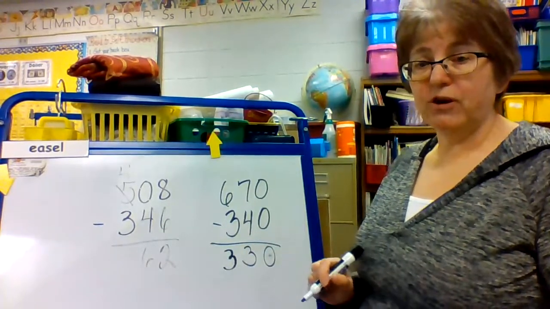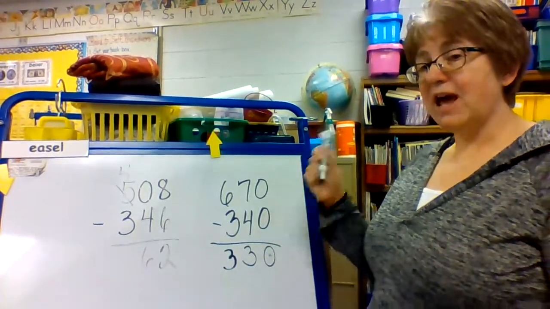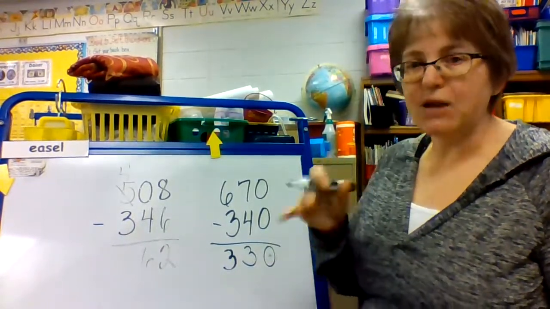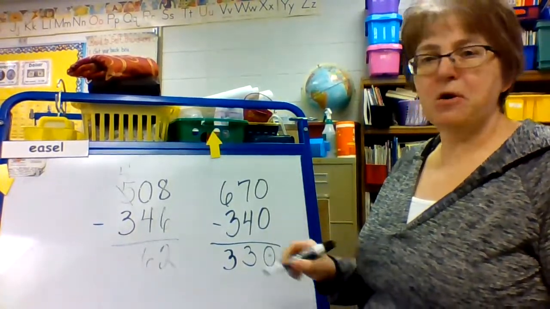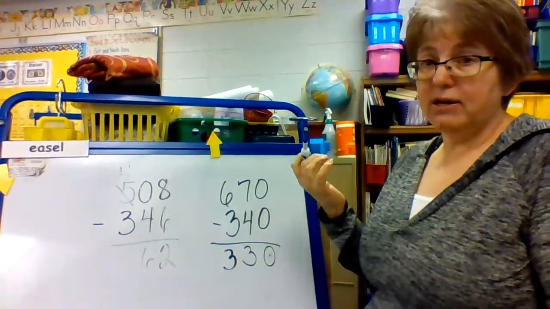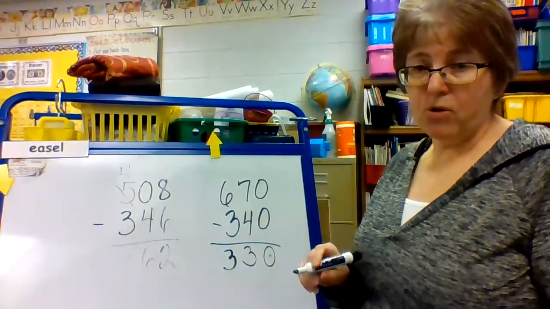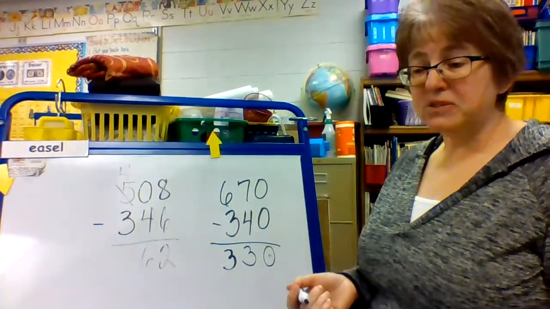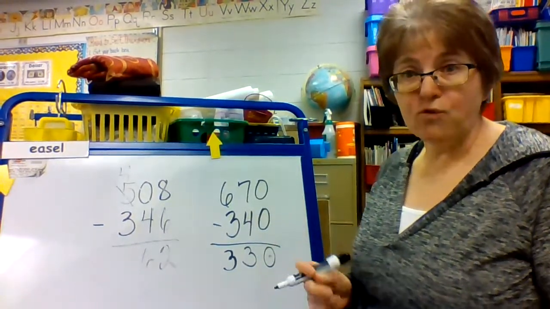So 330. Did I have to ungroup to get 10 ones, excuse me? Nope, didn't have to. My ones were good. Did I have to ungroup to get 10 tens? Nope, my tens were good too. So my answer is going to be no for both of those.